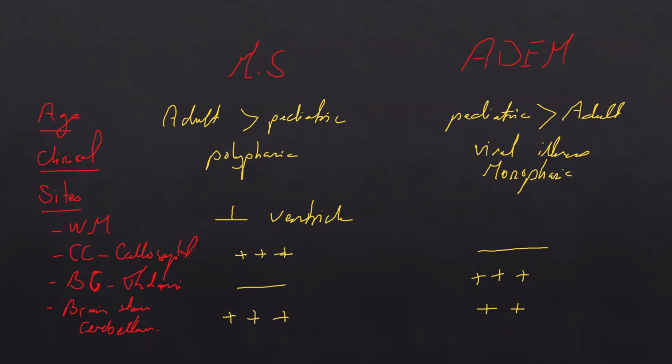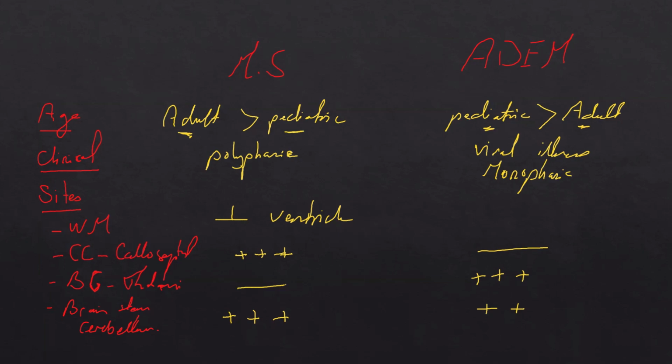Let's focus on how to differentiate between MS and ADEM. Regarding the age group, MS involves adults more than pediatrics, even though we can have a pediatric onset around 16 years old or below. ADEM involves the pediatric age group more than adults. Clinically, MS presents as a polyphasic disease. Polyphasic means recurrent attacks of neurological deficits. ADEM is most likely monophasic, not polyphasic, and many times it is preceded by a viral illness. The classic scenario is a child who had a viral illness followed by ADEM manifestations.